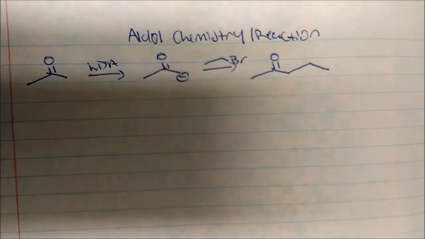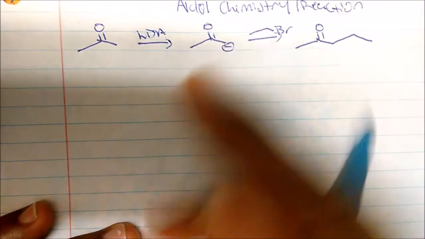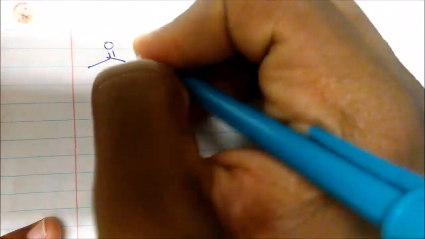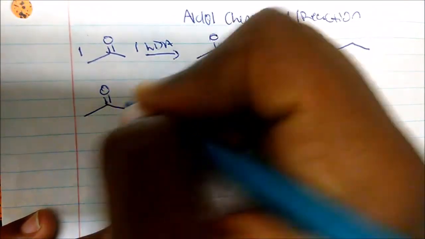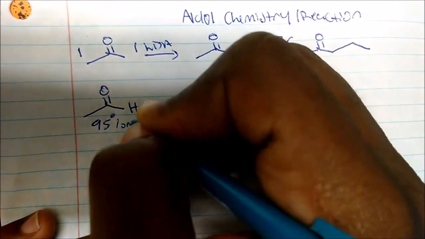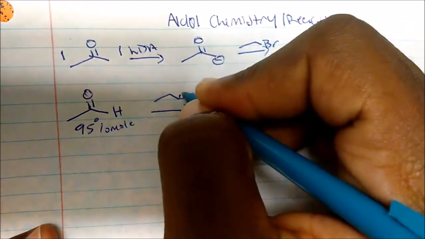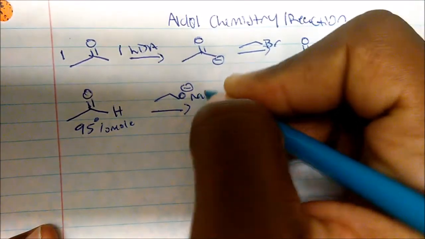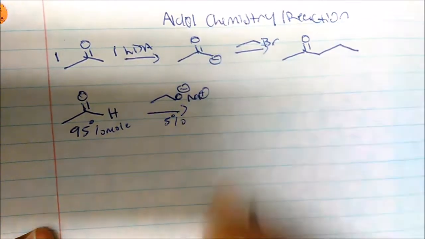Now with Aldol chemistry, it's a little bit different. The important thing about this is that everything was 1 mole, so we added 1 mole of each thing. Now with aldol chemistry, what if I take this aldehyde here, and in solution I add 95 mole percent, and I add a strong base such as sodium ethoxide of 5 mole percent.